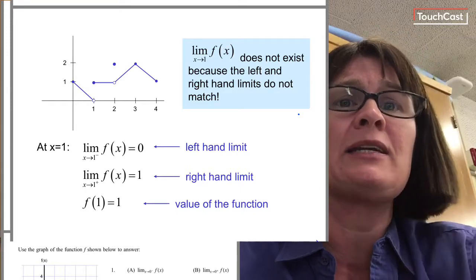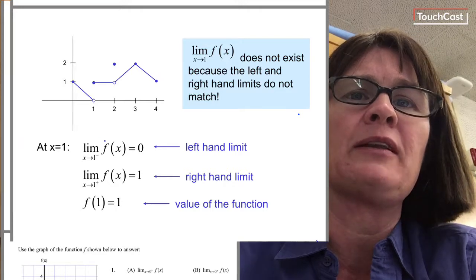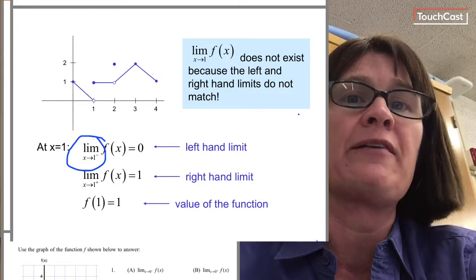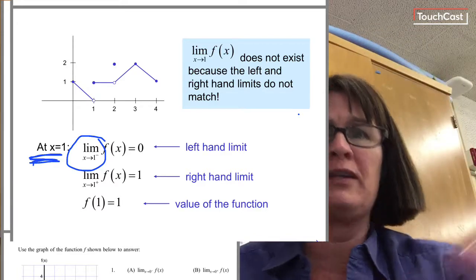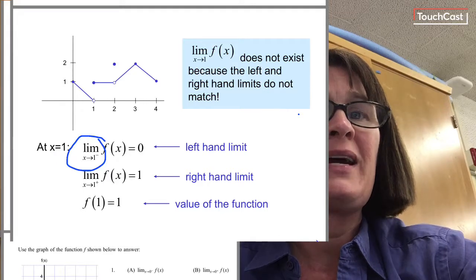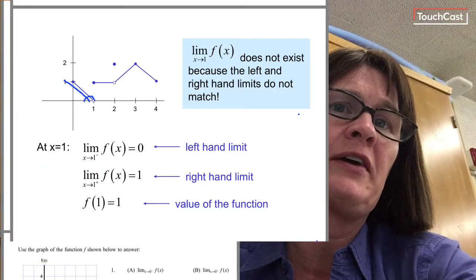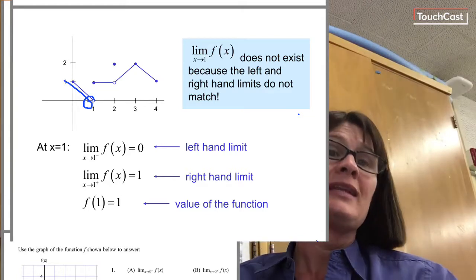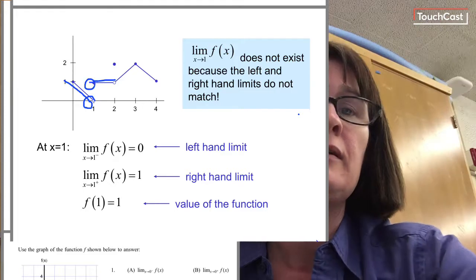At the place where x equals 1, this is my notation for the left-hand limit: the limit as x approaches 1 from the left. All of this slide is about the place where x equals 1, which is here. So my left-hand limit is 0, because if I walked along the function from the left, the y value I was approaching was 0. The limit from the right is 1, because I was headed toward 1.